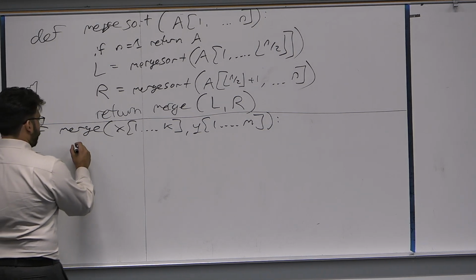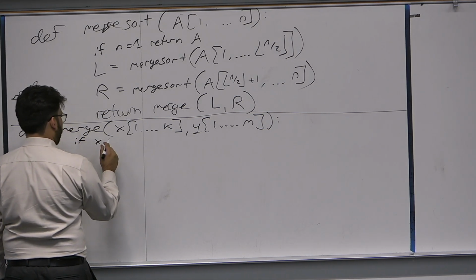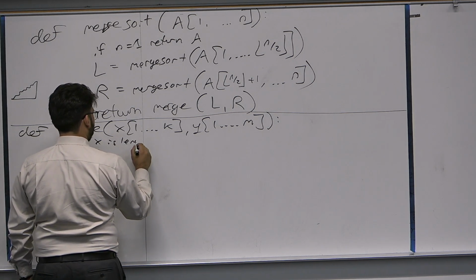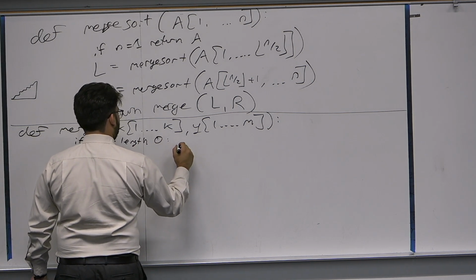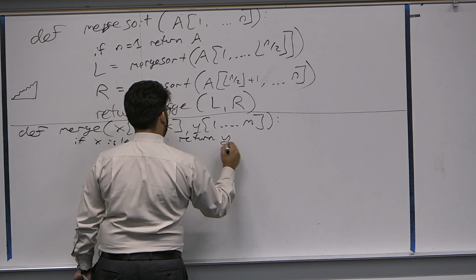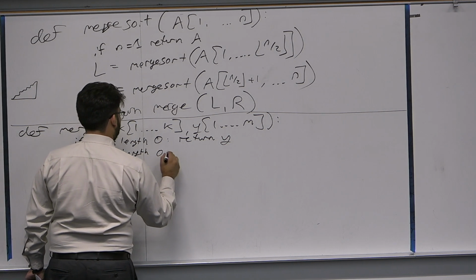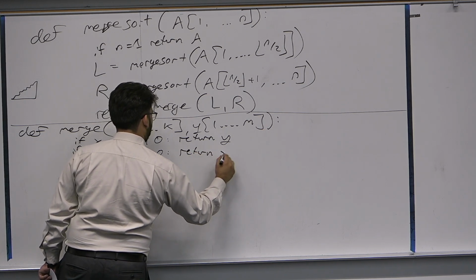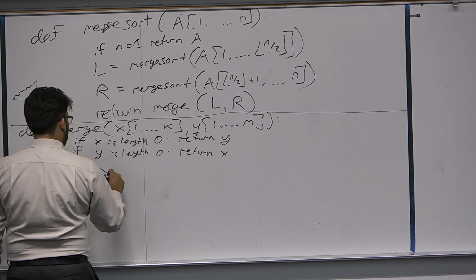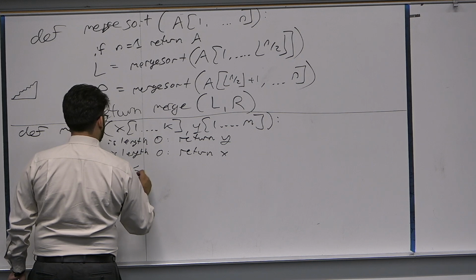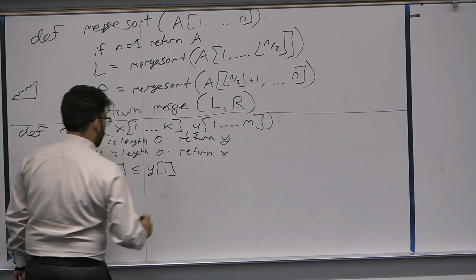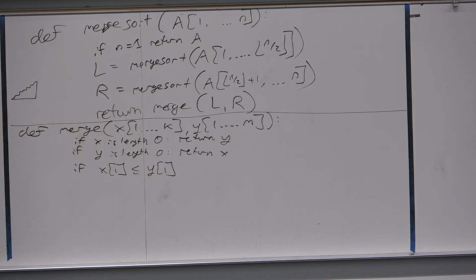Let's do some base cases. If x is length 0, return y. If y is length 0, return x. If x1 is less than or equal to y1, what we want to do is fix the first element of the output to be x1, and then the rest of it we want to somehow make a decision on.